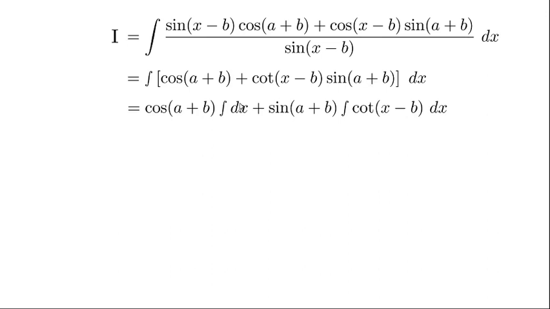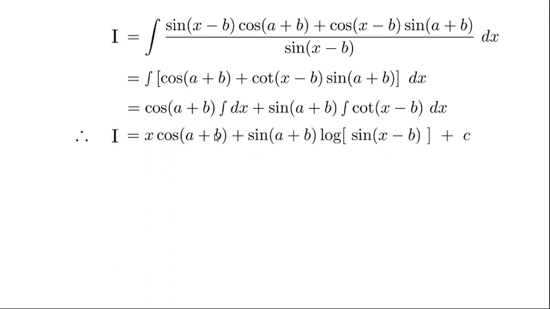Now take separate integration, that means the integration is taken inside the bracket, and these constant terms go outside the integration. So we get I equal to integration of dx is x, therefore it becomes x cos(a + b). Integration of cot(x − b) is log sin(x − b), so it becomes plus sin(a + b) into log sin(x − b) plus c.